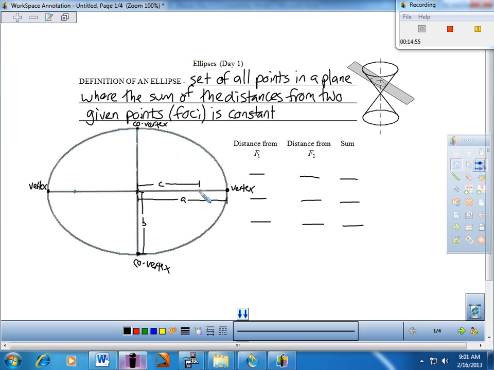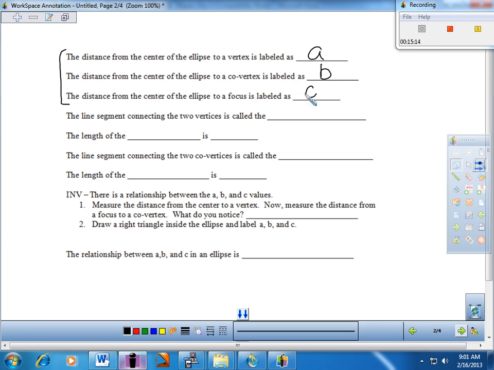Okay, this is looking great. I have my A, my B, and my C. Again, a little word association there. When I hear the letter A talking about ellipses, I'm at least thinking center to vertex. B, center to covertex. C, center to a focus. All right, let's go ahead and get these, well, actually really these four go together. A couple other things that have some names.